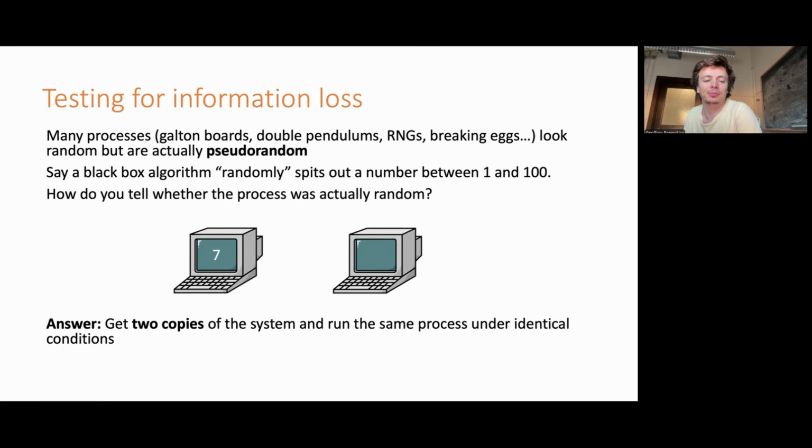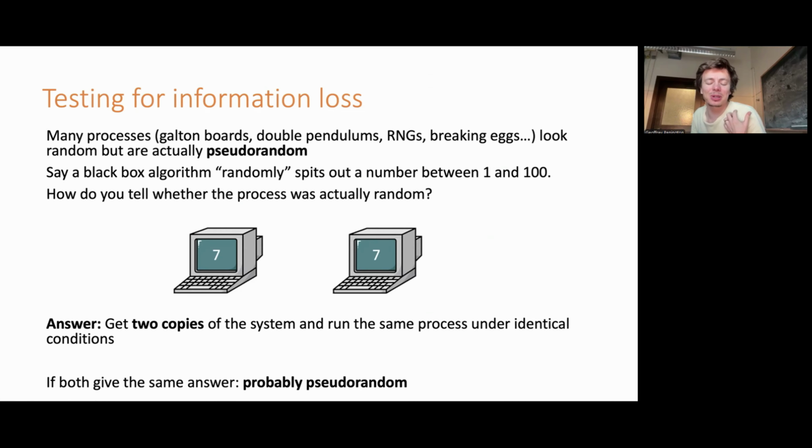But now let's get 2 copies of the system. Let's make sure we initialize them in exactly identical conditions, have them perfectly identical. Of course, in practice, that's hard to do, but in a thought experiment, it's easy. And then we run it on both of them at the same time. And let's say both of them give 7. Well, that's starting to look a little sus, as the kids these days would say.